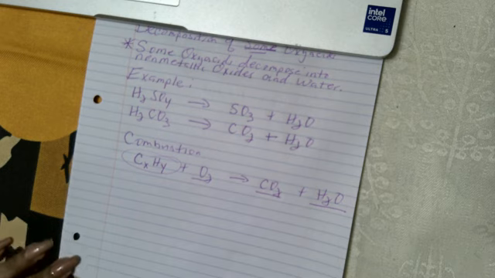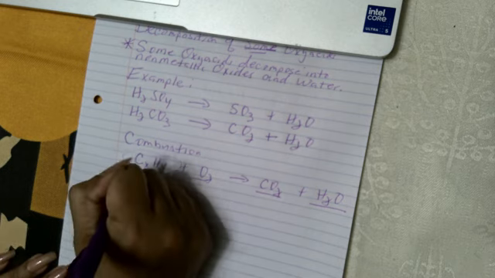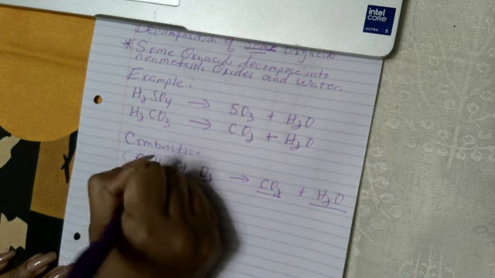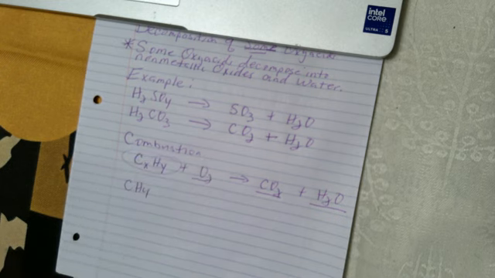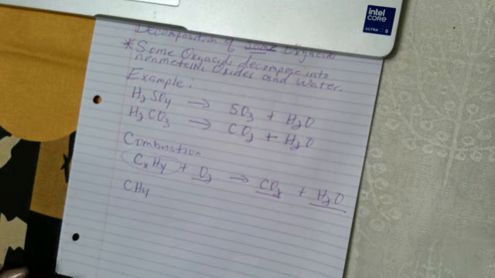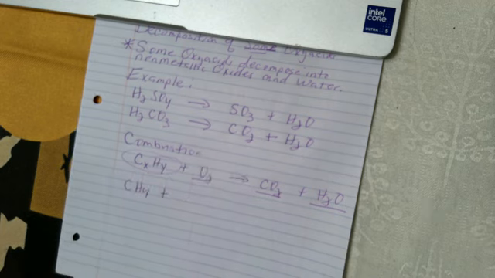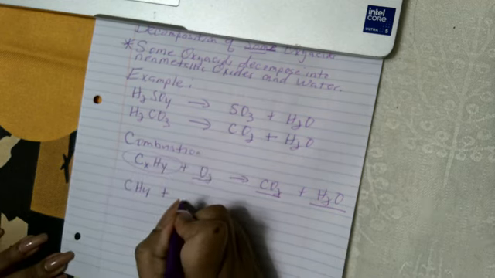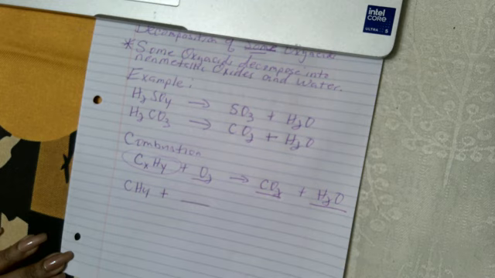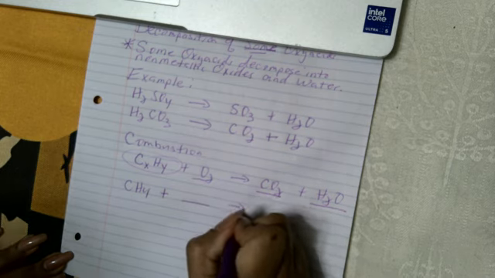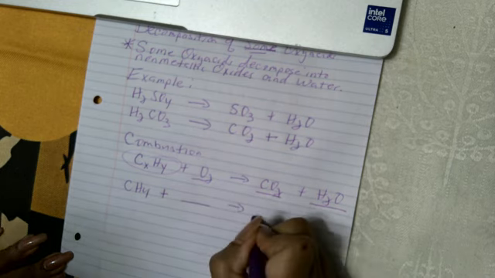Okay guys, let's take a look at an example. Suppose I gave you this, CH4. CH4 is called methane. That's a hydrocarbon. So when I give you this, I will say CH4 plus blank yields blank plus blank.